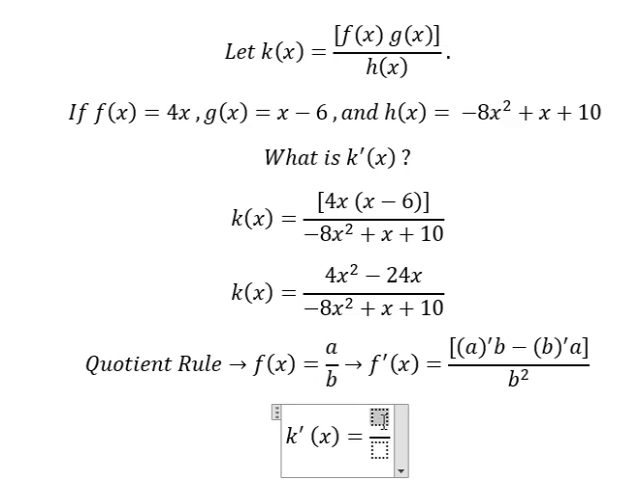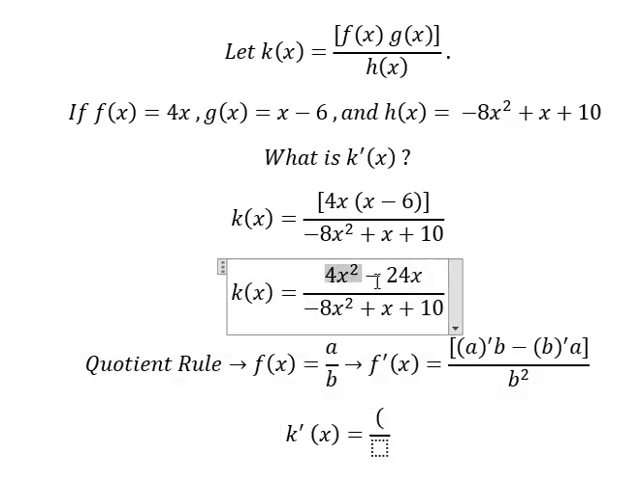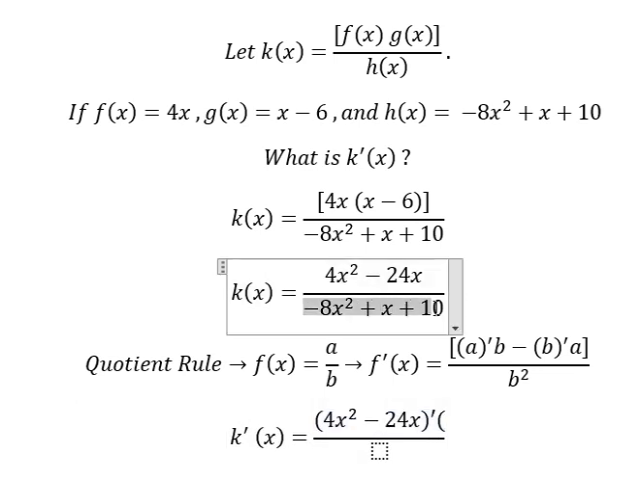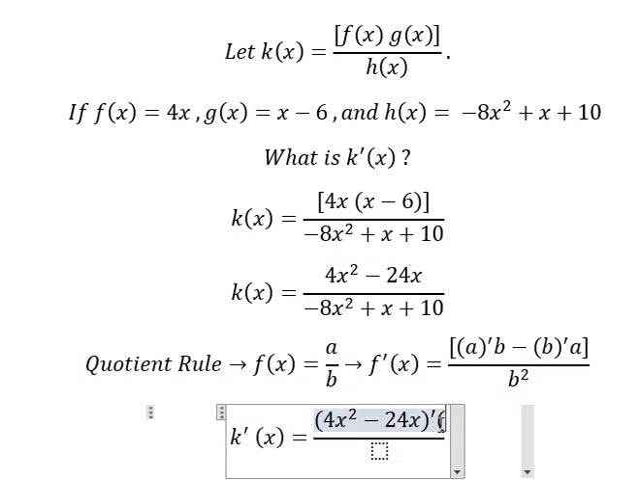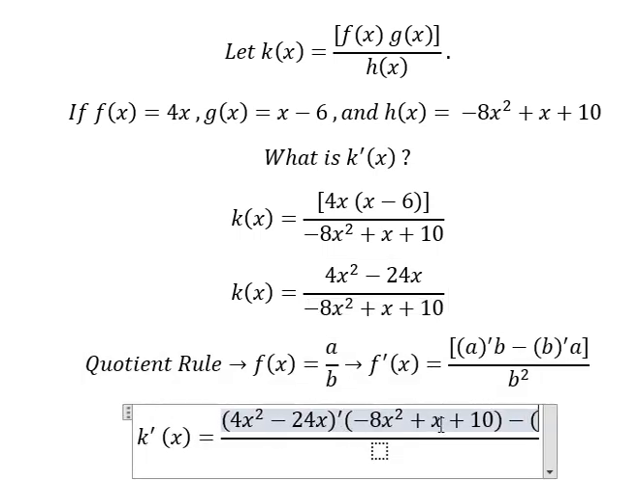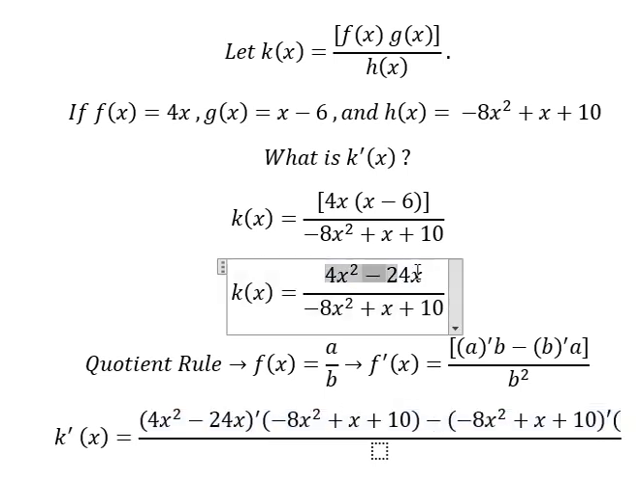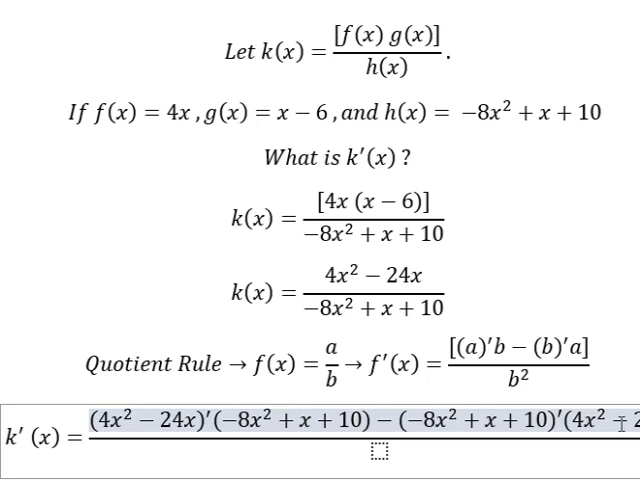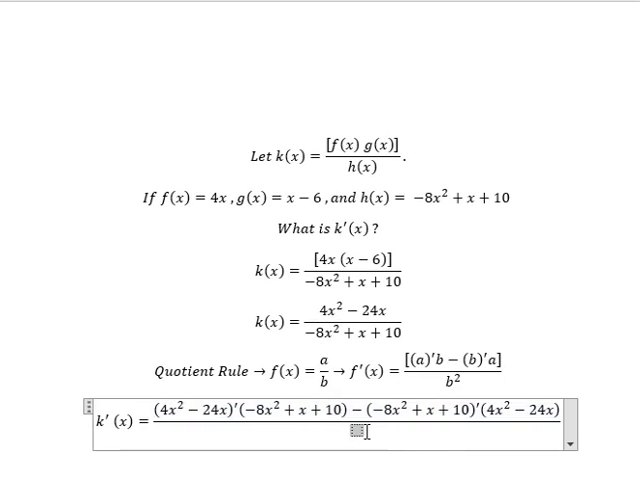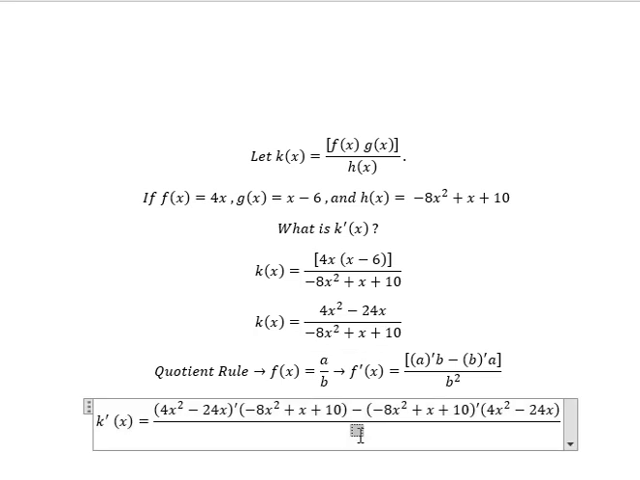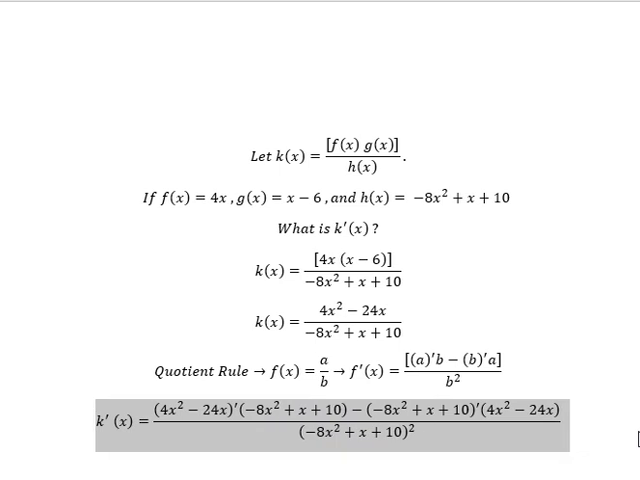So we need to do first the derivative of 4x squared minus 24x multiplied by this one, minus we need to do first the derivative of b multiplied by 8, over b. So we have b squared, we put this one here. Now we simplify the answer.